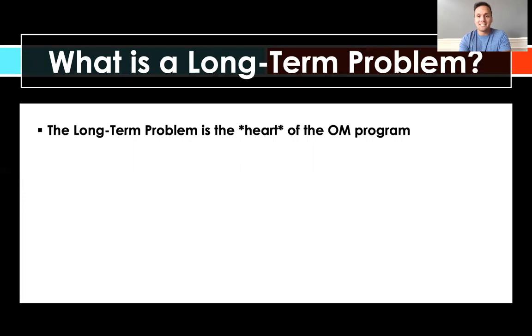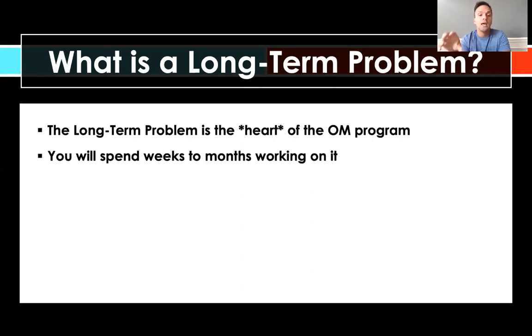So let's get started. As I've said once, I've said a million times, the long-term problem is the heart of the OM program. It is what teams will spend most of their time doing. Most teams spend months working on the long-term problem. Some teams spend weeks, which seems pretty fast. But the idea is you can be flexible in how long you spend actually working on the long-term problem. But the title, long-term, comes from the idea that it's a long-term engagement. You're doing this for weeks to months. You're actually spending a good deal of time on the long-term problem.